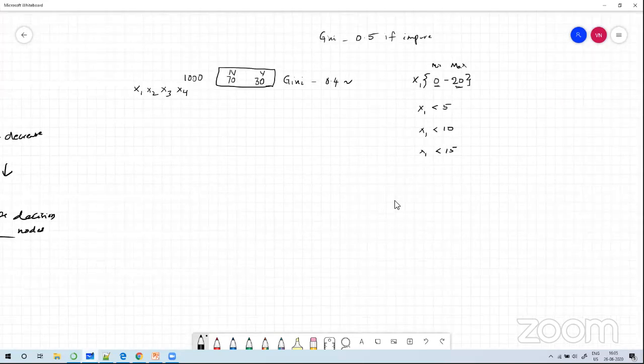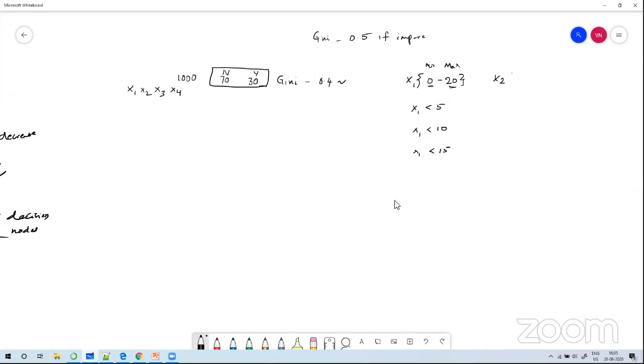Let's talk about another variable, x2. x2 is a different variable from x1, having values, let's say, between 50 and 60. Now in x2, I have split points like this: x2 less than 52, x2 less than 54, x2 less than 56, x2 less than 58. So these are the split points that we choose in the variable x2, and those are the split points that we choose in the variable x1.